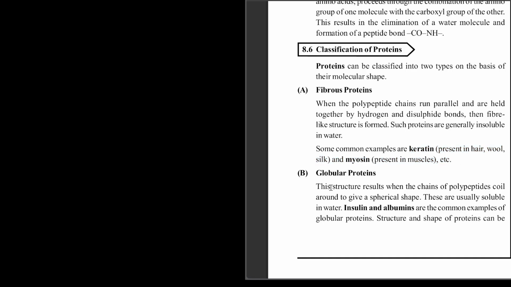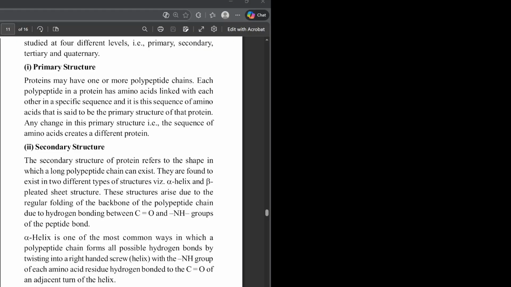Next, globular proteins. In this structure the chains of polypeptides coil around to give a spherical shape. They are usually soluble in water. Insulin and albumin are common examples of globular proteins. Now the protein structure and shape is studied at four different levels: primary, secondary, tertiary and quaternary.